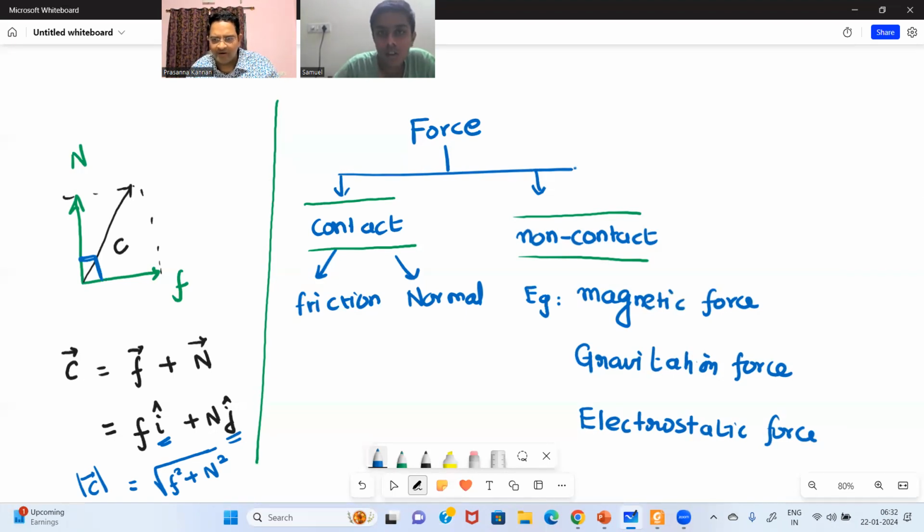Most of these forces we'll be learning only in the 12th standard. Of course, gravitation we learn this year, correct? But electrostatic force and magnetic force, in depth, are learnt in 12th standard. You've had some introduction to all these in 10th standard, correct?